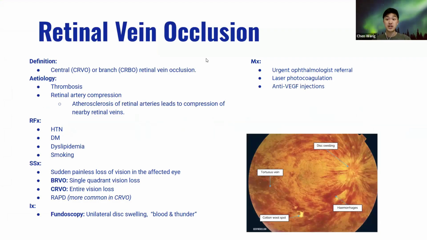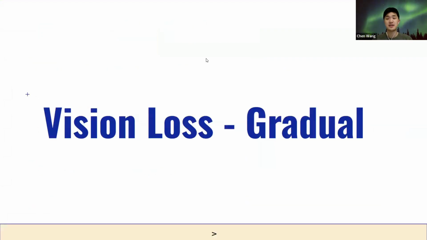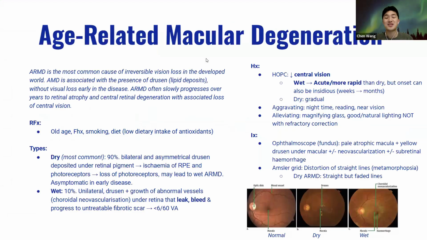So now we'll be changing gears to talking about gradual vision loss, and then we're almost there. So the first condition in this category is age-related macular degeneration, which can be subdivided into dry and wet.